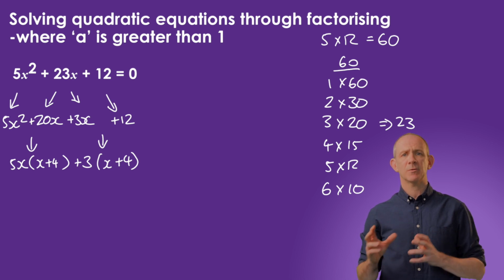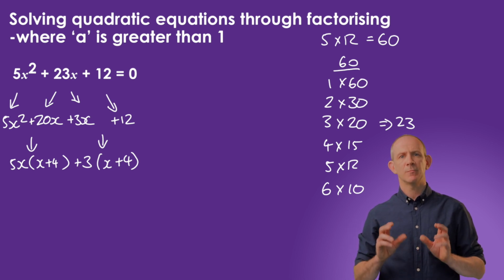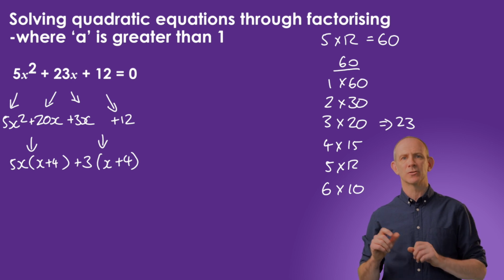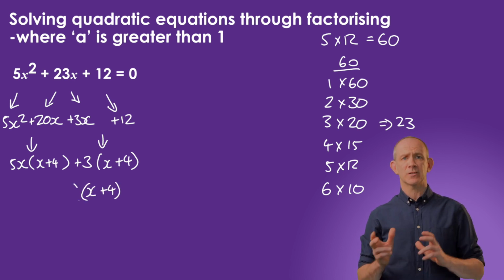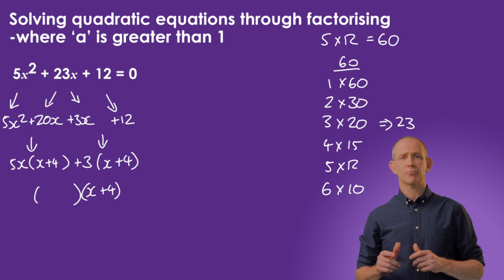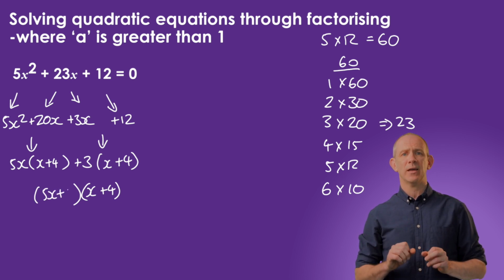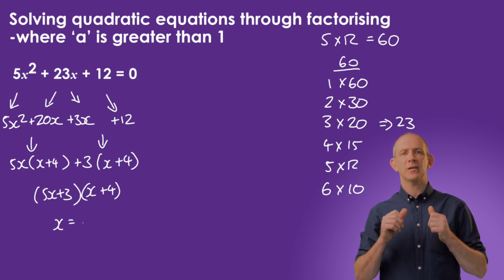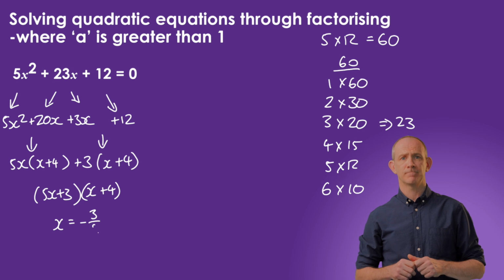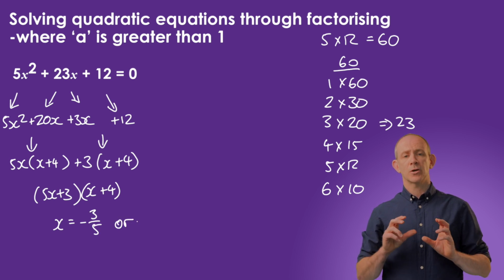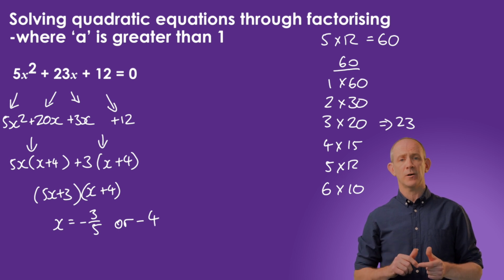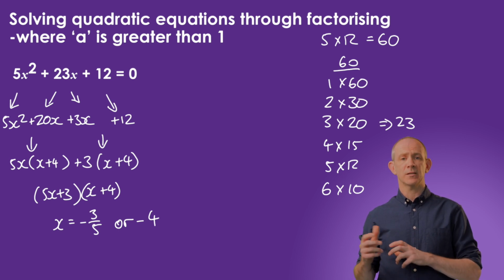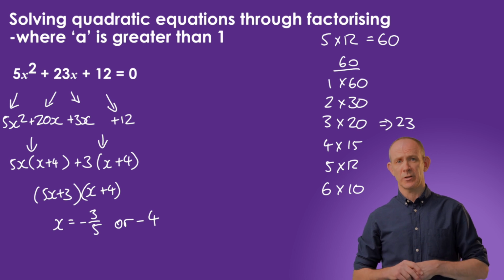So now we have x plus 4 and 5x plus 3. You must remember that this equation equals 0. So we calculate what our values of x are for each of the set of brackets to equal 0. In this bracket, I need to consider what x could be to multiply by 5 to make it negative 3, so that'll be negative 3 over 5. So here we've got the answers of x equals negative 3 over 5 or negative 4, because that would equal 0 in the other set of brackets.